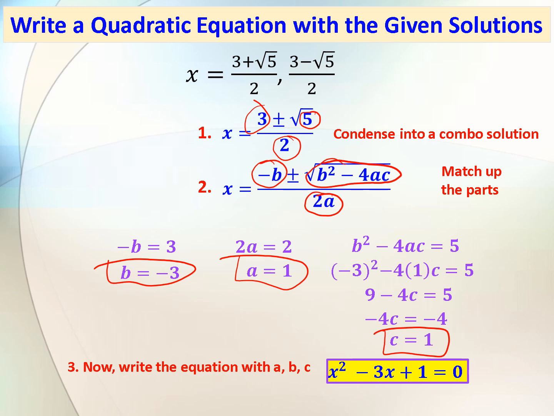Now you may be wondering, well, a equals 1, do I have to write it? And I'm going to say it doesn't matter. If you had written 1x squared minus 3x plus 1 equals 0, that would be the same as x squared minus 3x plus 1 equals 0. So if your a is 1, that's a matter of personal preference. Both are mathematically correct. All right, so that concludes our lesson.